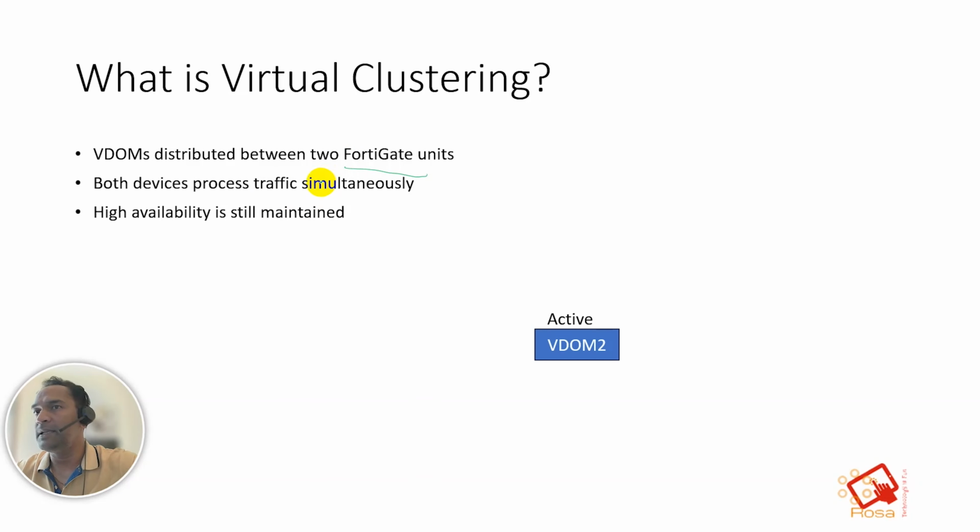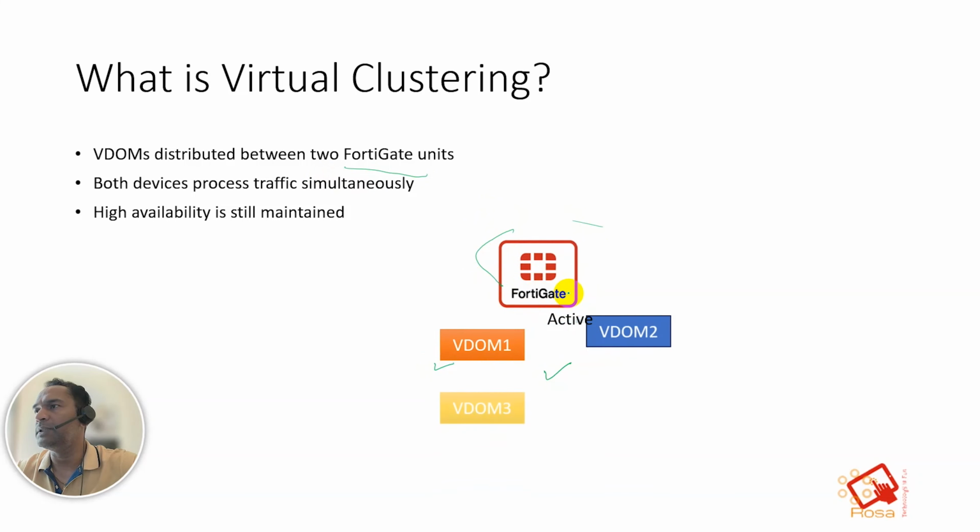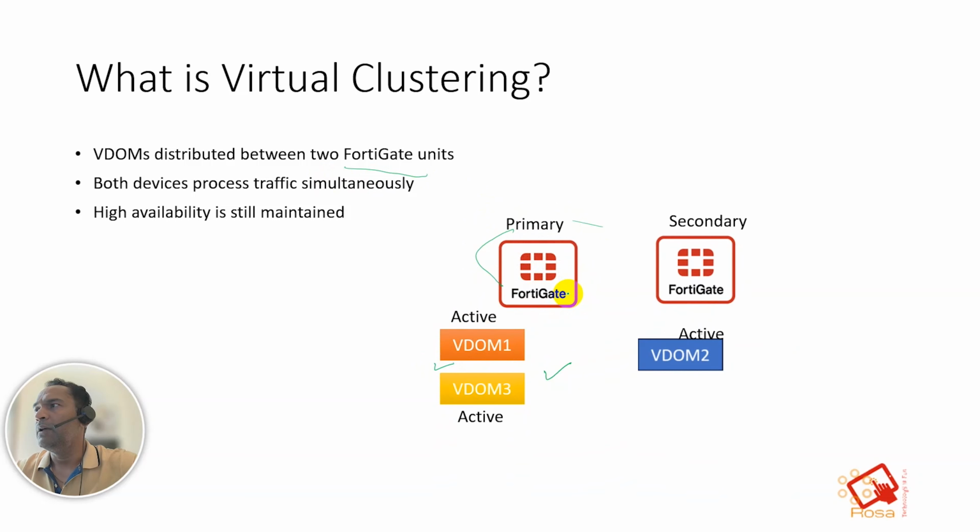High availability is still maintained because they are still in HA, and even if one fails, the VDOM will shift to the other device. Now let's say this is a FortiGate having VDOM 1 and VDOM 2. VDOM 2 is active on this device. Now, when the secondary device is joined into the virtual clustering, VDOM 1 is active on the primary and VDOM 2 is active on the secondary device. So this is what happens in case of virtual clustering.